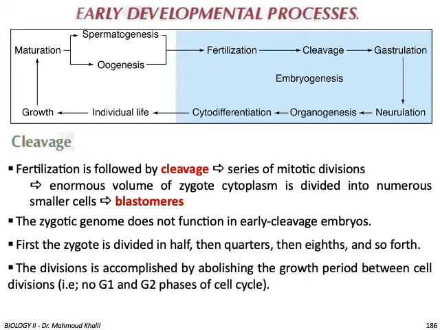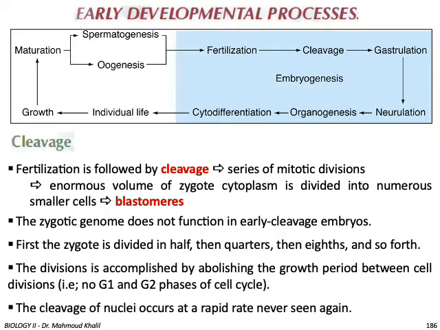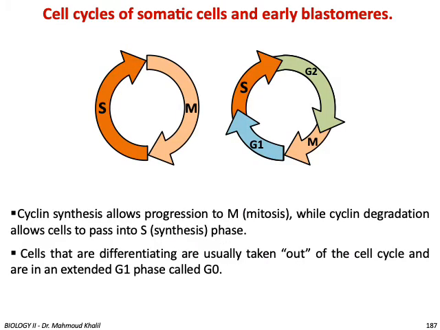The division is accomplished by abolishing the growth period between cell divisions, i.e. no G1 and G2 phase of the cell cycle. So the cleavage of the nuclei occurs at a rapid rate, never seen again. You can see here how the cell cycle has changed from the normal G1, S, G2, M into S and M. There is no G1 and G2. So it's a very fast cleavage, resulting in the blastomeres getting smaller and smaller because there is no growth phase.